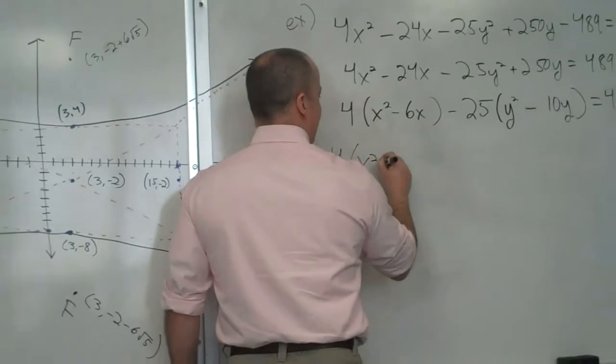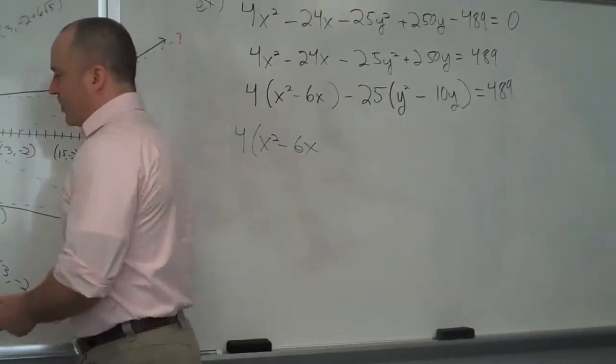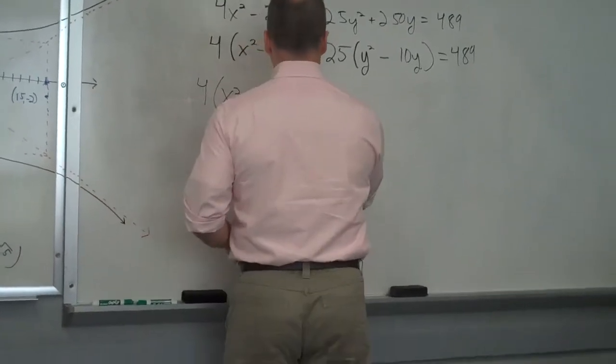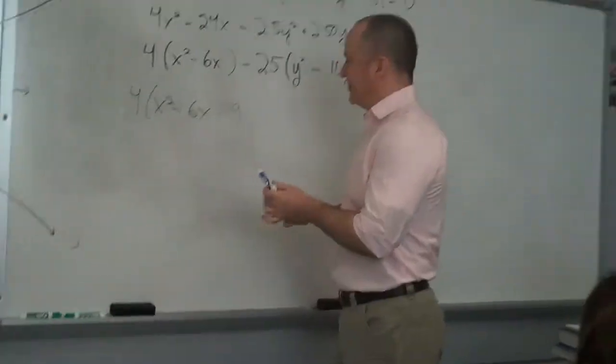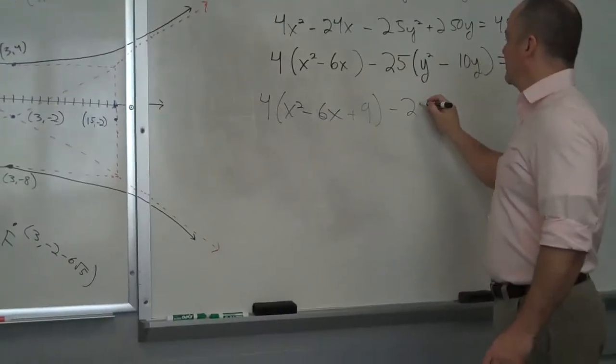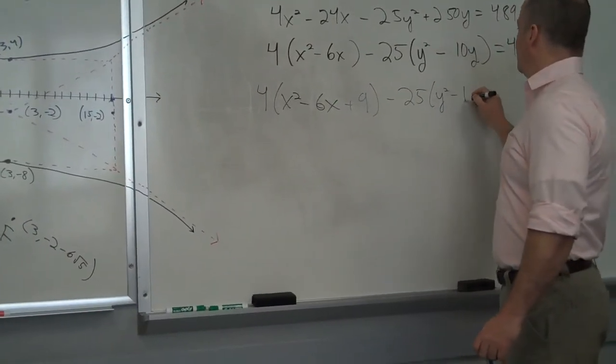We're going to complete the square. So let's get 4x squared minus 6x. What do I really wish was there? 9. Half of 6, and then I square it. Now, minus 25, y squared minus 10y.